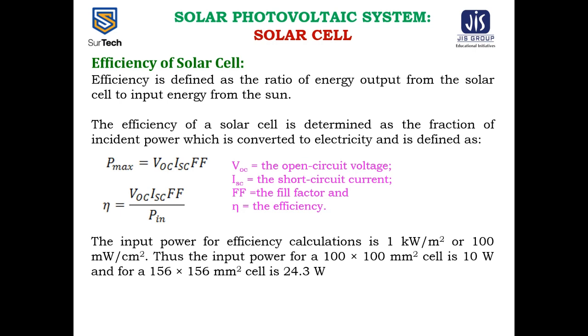The input power for the efficiency calculation is 1 kilowatt per meter square or 100 milliwatt per centimeter square. Thus, the input power for a 100 cross 100 millimeter square solar cell size is 10 watt, and for the 156 cross 156 millimeter square solar cell is 24.3 watt. This is the standard input power for the efficiency calculation.